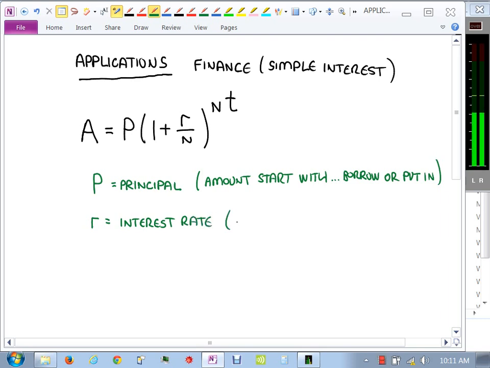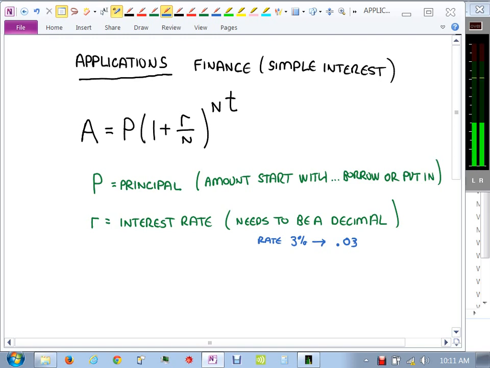And you always need this to be a decimal. So it needs to be a decimal in the formula. Do not forget that. So if the interest rate, I'm going to put an example underneath this. If the interest rate is 3%, then it's going to be 0.03 in the formula. You remember how to convert decimals to percentages back and forth? You just move the decimal point 2 places, right?